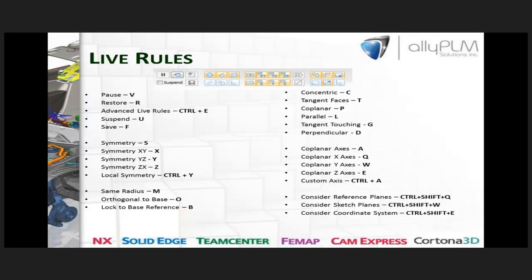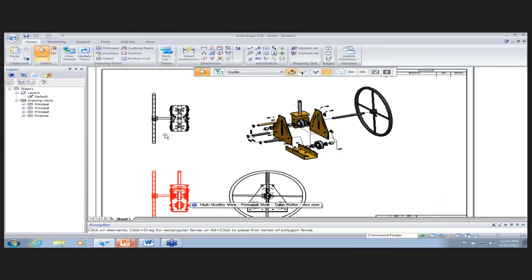If you're making moves and you want to turn, let's say, symmetric off or coplanar axis, and you don't want to always go down and click the button, it's nice to use these keyboard shortcuts. So you can come back and watch the video later and write these down or take a screenshot and print it out for your use. So we'll go back to Solid Edge now, and I'll do a couple examples for you.